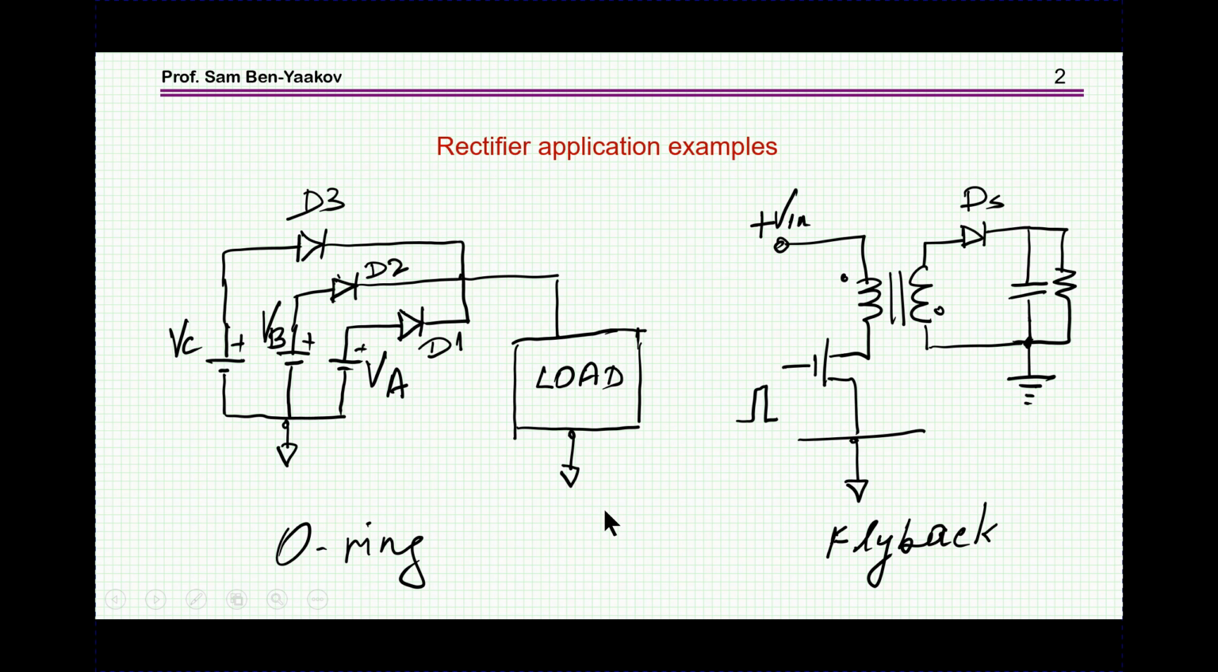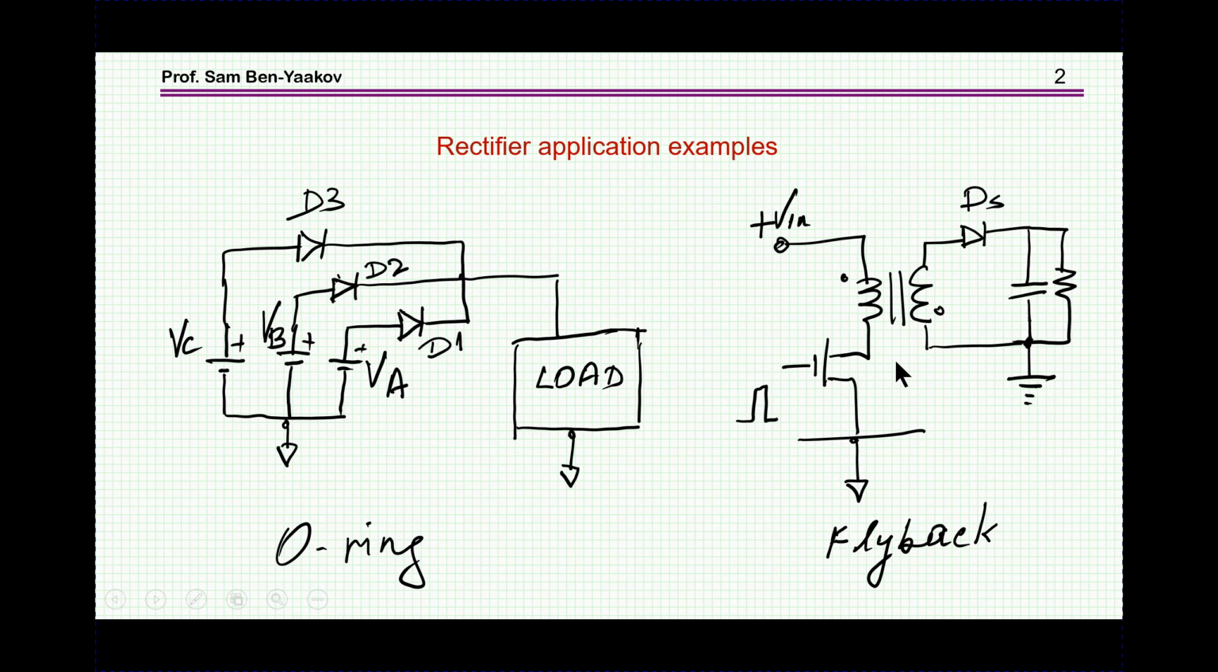Rectifiers or diodes are used in many applications. I'm showing here just two applications. One is an OR arrangement in which we have a number of sources, say power supplies or batteries, and we want to feed them in a redundant way, and in particular to feed the battery or power supply with the highest voltage to the load. So here we have the OR arrangement of the diodes, so that when, say, VB is the highest voltage, D2 will conduct and the other ones will be blocked. So this is one application, or a simple application.